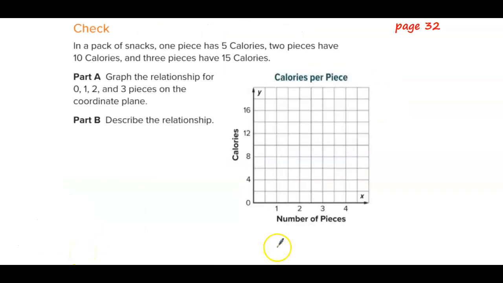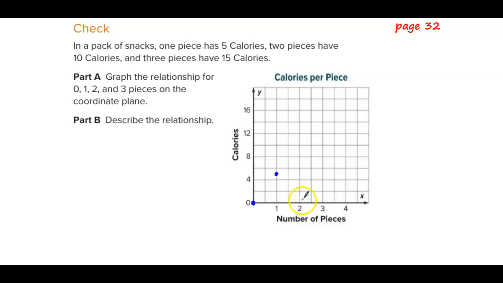Moving on to the check. In a pack of snacks, 1 piece has 5 calories, 2 pieces have 10 calories, and 3 pieces have 15 calories. So we want to go ahead and graph the number of calories, starting with, of course, 0, 0. If you have 0 snacks, then you have 0 calories. So you would put the point 0, 0. If you have 1 piece of a snack, that's 5 calories. Well, here's 1 piece of snack, and this is numbered every 2, so 5 calories is going to be in between 4 and what would have been 6 here.